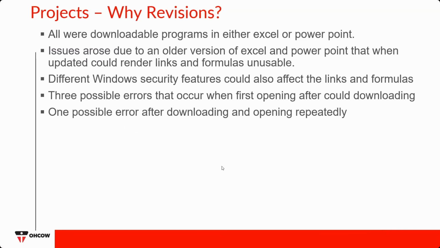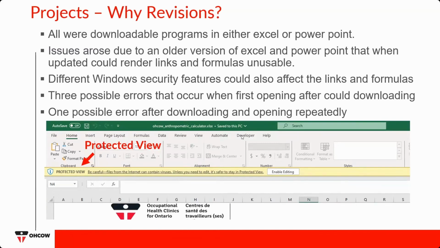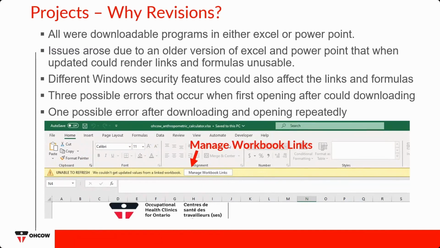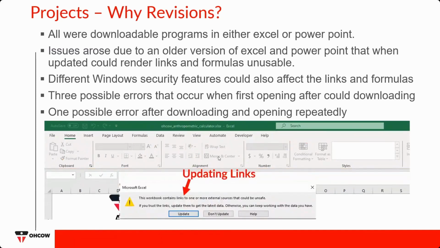Three possible errors occurred when opening the programs. Example, a protected view, a security warning, manage workbook links, and finally, updating of links. All of these are possible options that show up in different Microsoft products that can often, again, render the program unusable. So people would often have to delete it and re-download it again, taking care not to actually enable any of these features, which often would become a real pain.